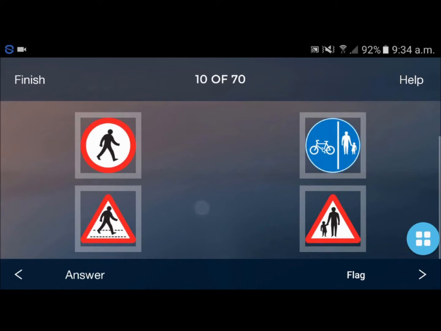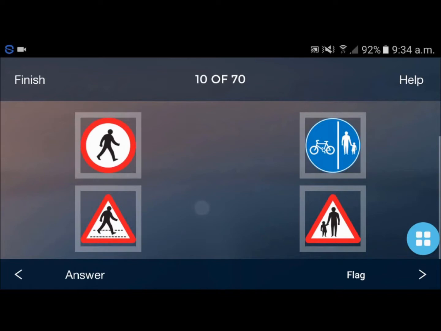You're driving past a line of parked cars. You notice a ball bouncing out into the road ahead. What should you do? Slow down and be prepared to stop for children. You want to turn right from a main road into a side road. What should you do just before turning? Check for traffic overtaking on your right.